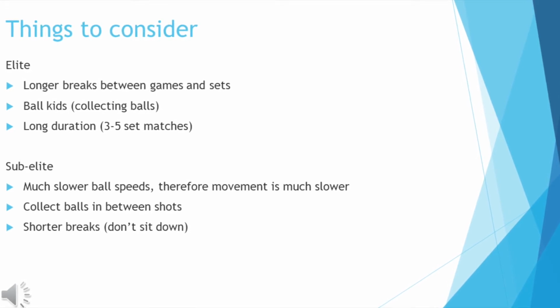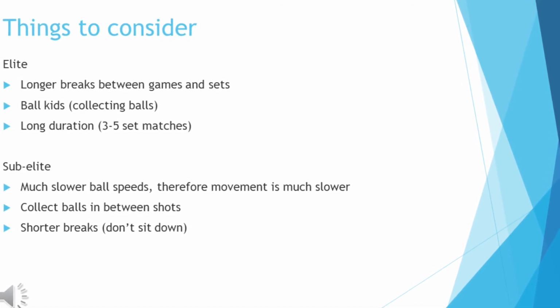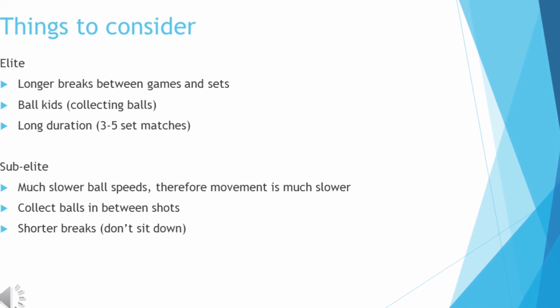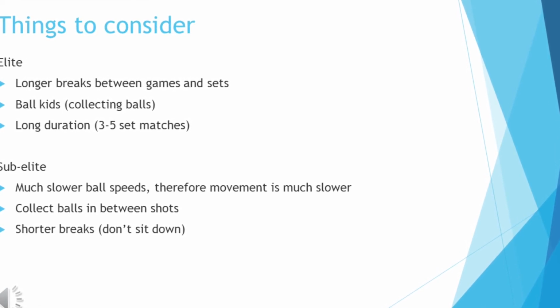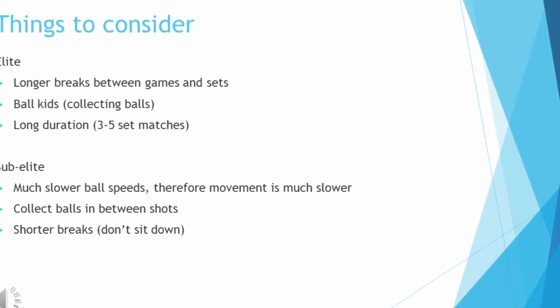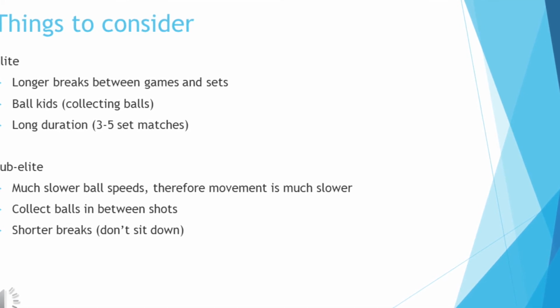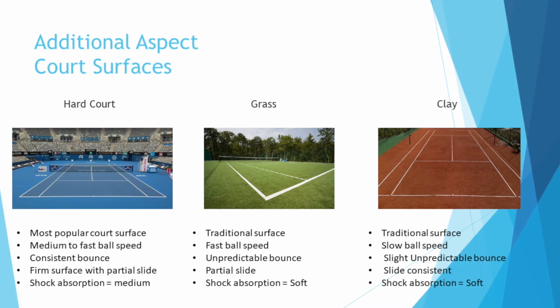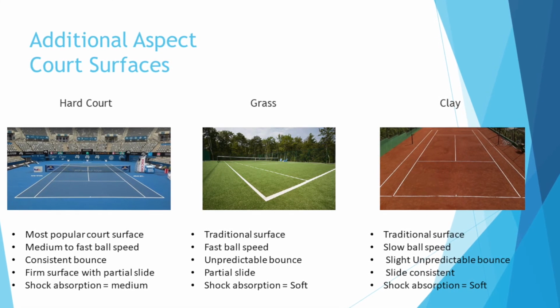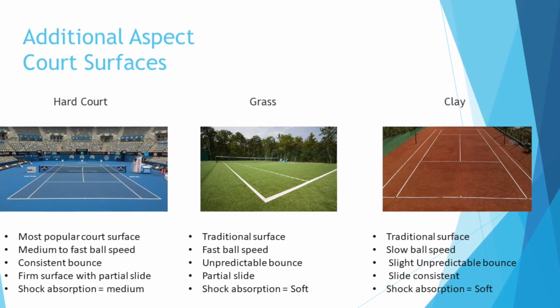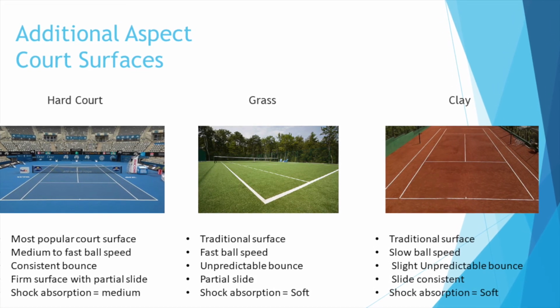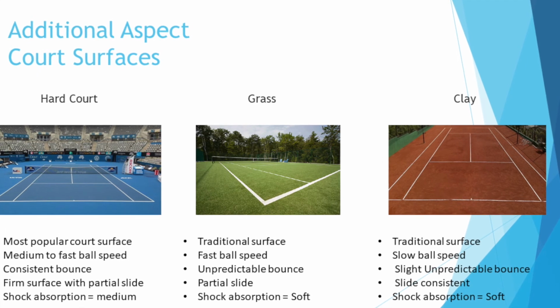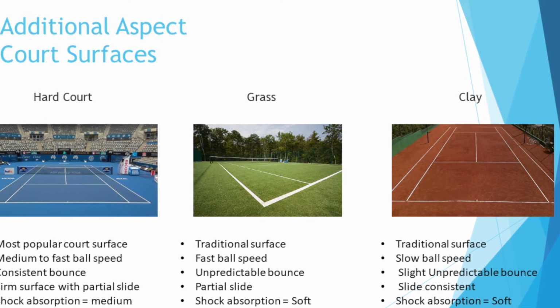Much slower ball speeds in a sub-elite competition, therefore the movement is much slower. Balls are collected in between shots by the players, and much shorter breaks between games. They don't sit down like in elite competition. The construction of the tennis court is crucial in determining the behaviour of the game situation and the movement of the player. There are 3 different surfaces I will briefly talk about.